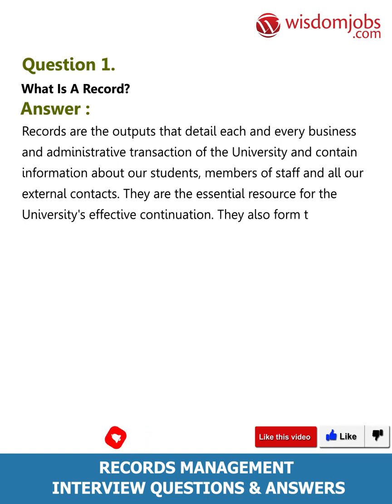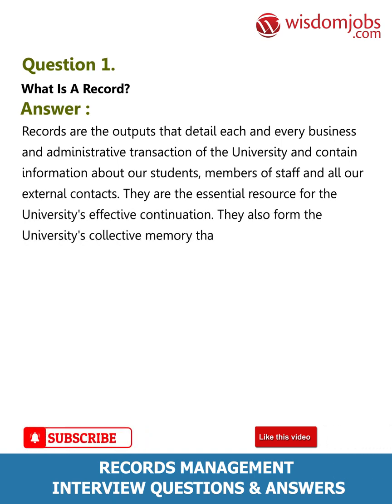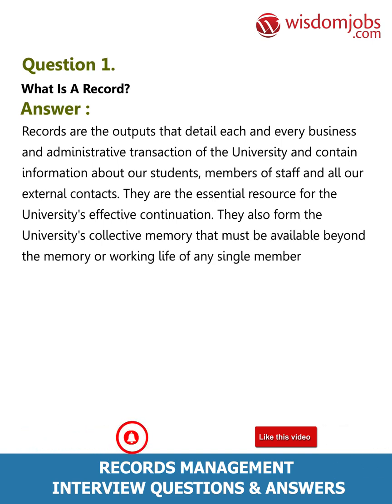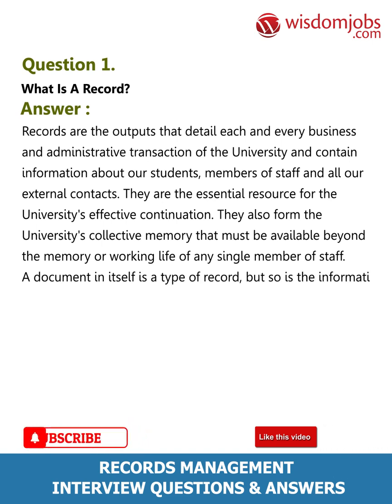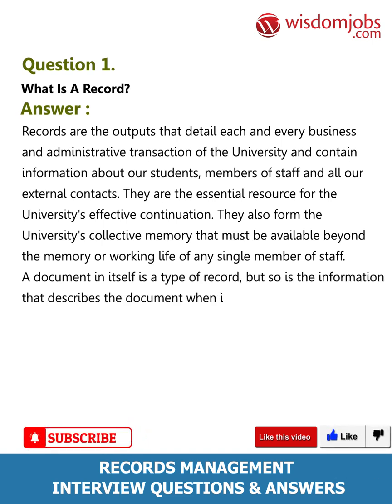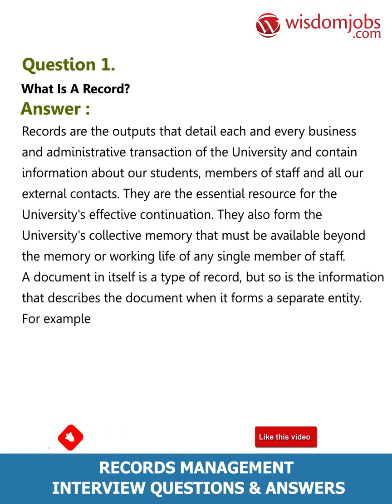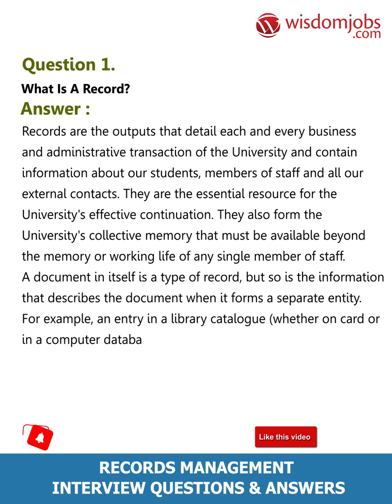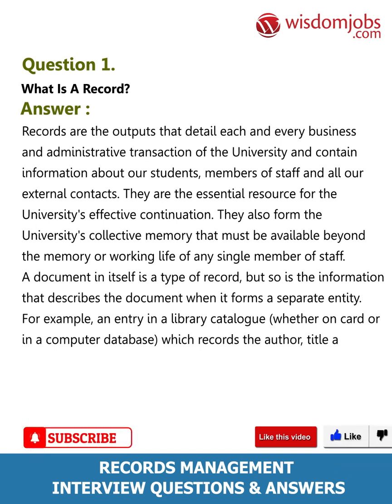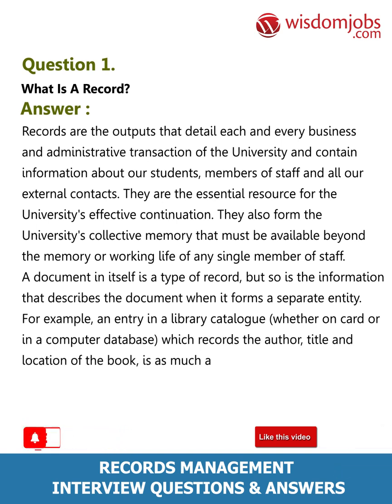They also form the university's collective memory that must be available beyond the memory or working life of any single member of staff. A document in itself is a type of record, but so is the information that describes the document when it forms a separate entity. For example, an entry in a library catalog, whether on card or in a computer database, which records the author, title and location of the book, is as much a record as the book itself.